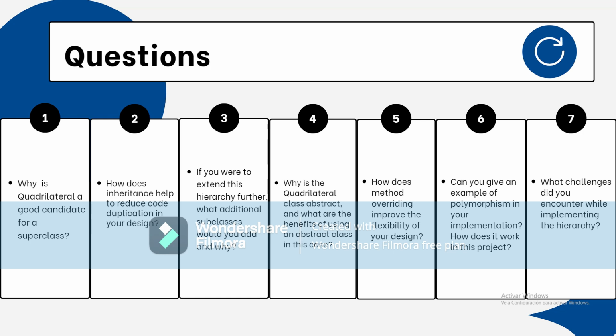And the seventh question is, what challenge did you encounter while implementing the hierarchy? In principle, I think ensuring correct formulas for all the quadrilaterals, trying to understand the super extensions of every class, and deciding how to store additional properties inside of them. And I think that's it.